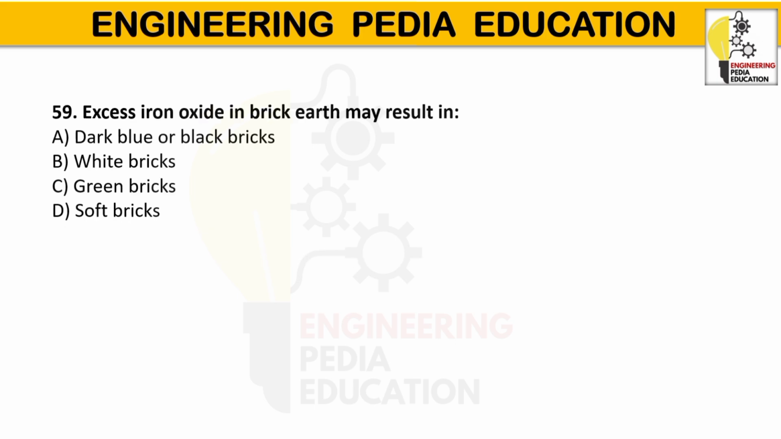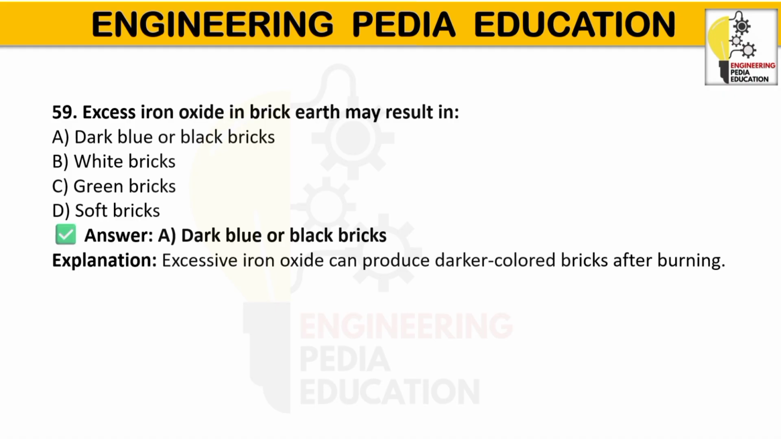Excess iron oxide in brick earth may result in a change of color in the brick, as we know. Dark blue or black brick, white brick, green brick, soft brick. So the answer is dark blue or black brick. Excess iron oxide can produce darker color brick after burning.